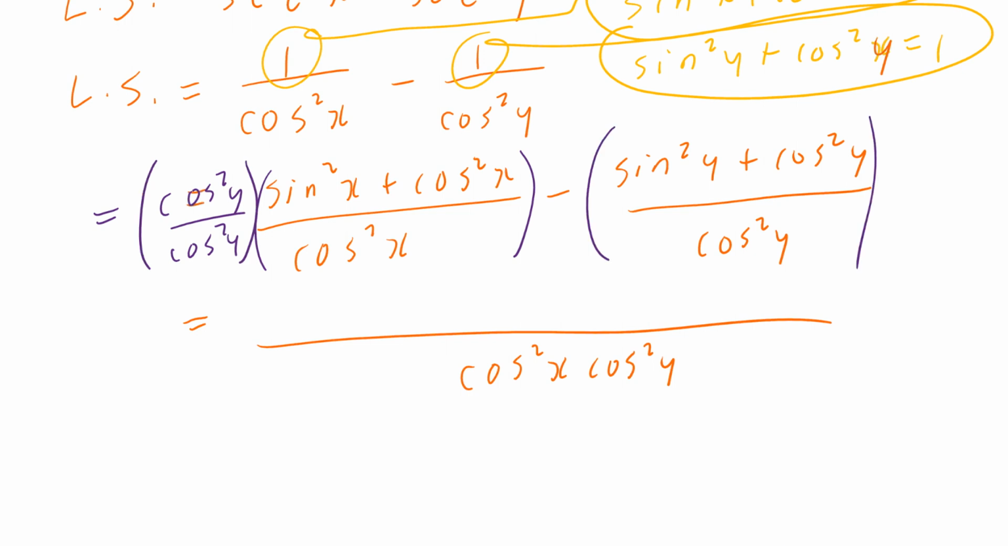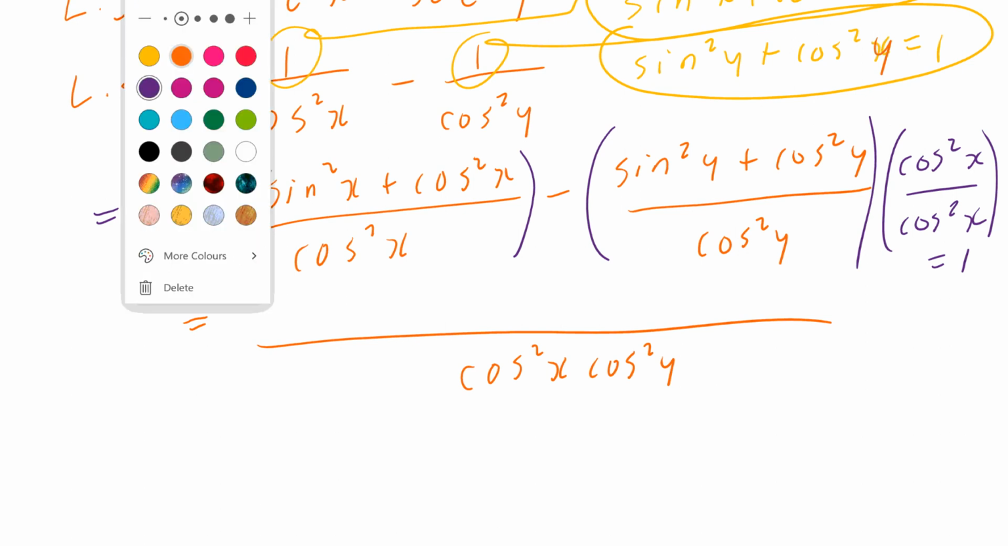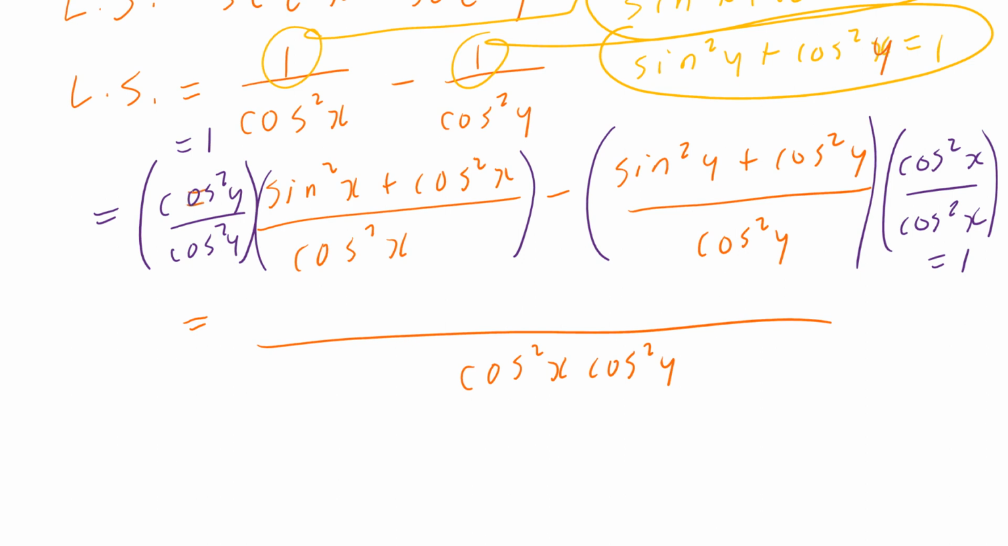Likewise, if I look at the second part, I'm multiplying by the missing common denominator, which would be cosine square x divided by cosine square x. And again, effectively, I'm multiplying by 1 in both cases. I don't change the value. I am changing the form. If I expand this, this is going to be cosine square y times sine square x plus cosine square y times cosine square x minus sine square y times cosine square x.